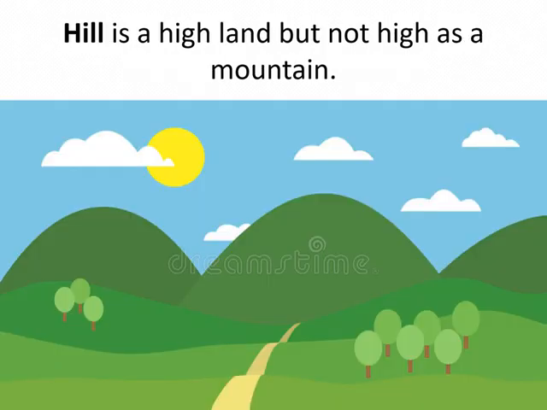Hill. A hill is much smaller and lower than a mountain and not as high as it. So, a hill is a high land but not as high as a mountain.